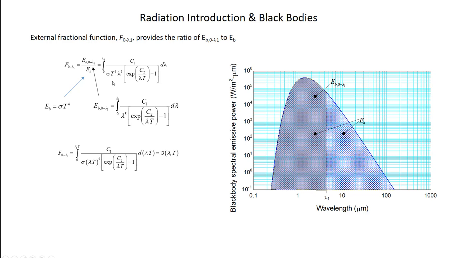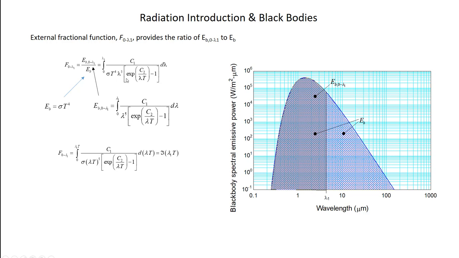And it turns out that even though it looks like this ought to be a function of both temperature and this wavelength lambda 1, if you look at this, what you'll see is that, in fact, it's only a function of lambda 1 times temperature, right?